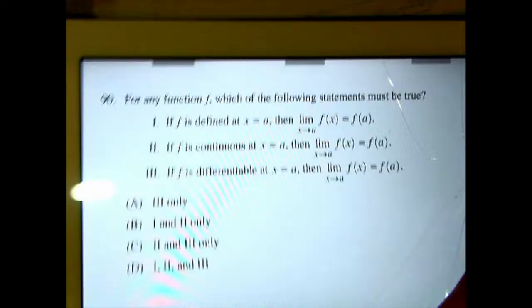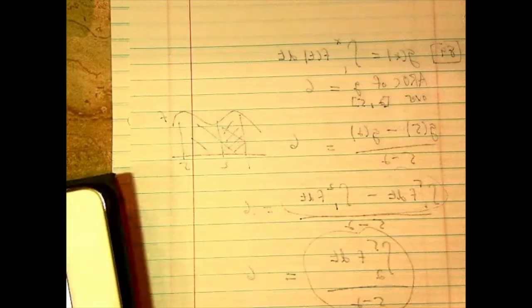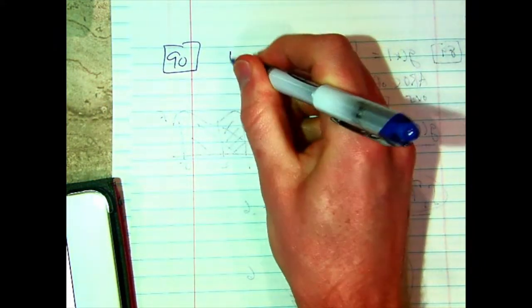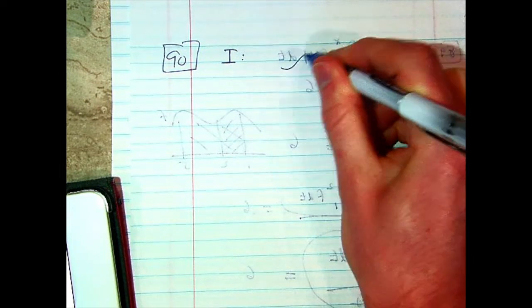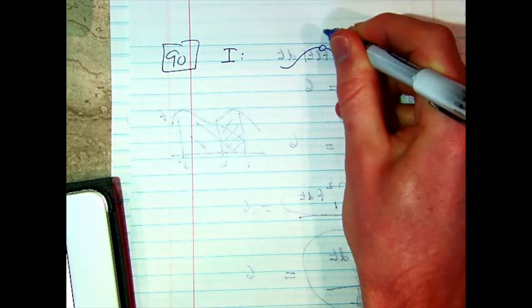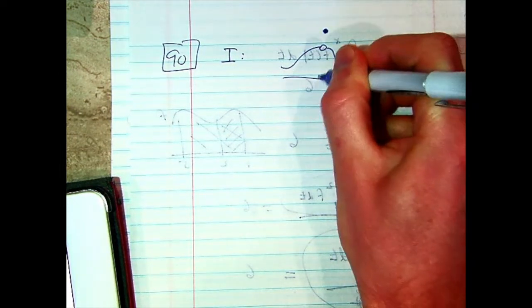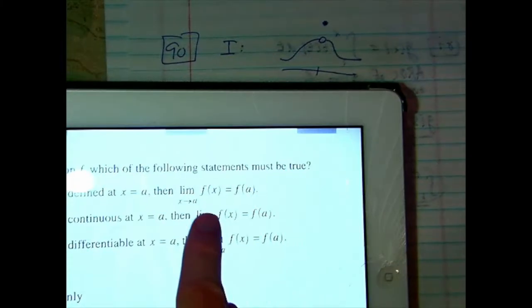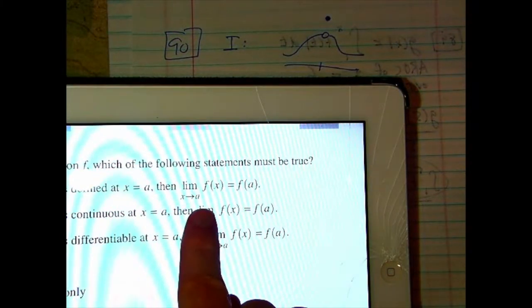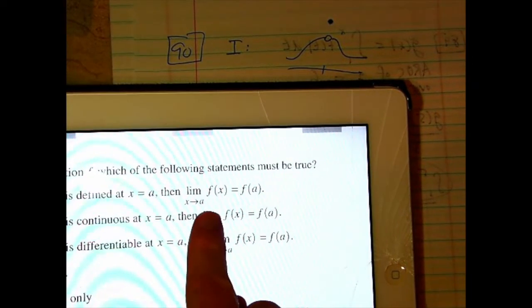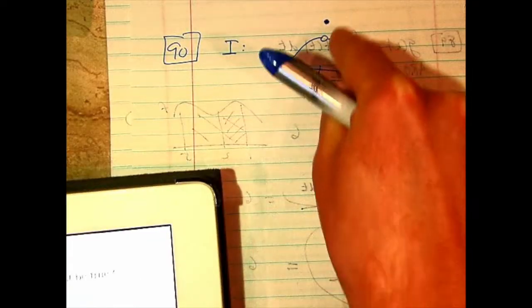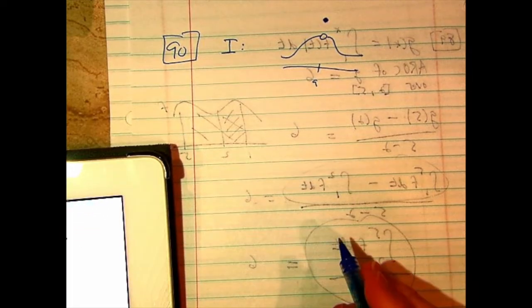So this is problem number 90. A counterexample to number 1 would be a function with a removable discontinuity like this. If this is a, then certainly the two-sided limit is not equal to the value of the function at the point. They're two different things. So we can forget about 1.